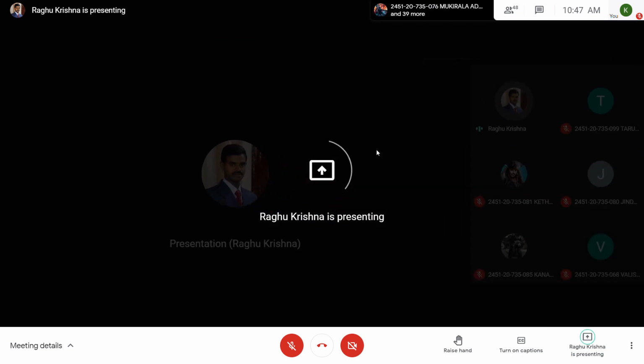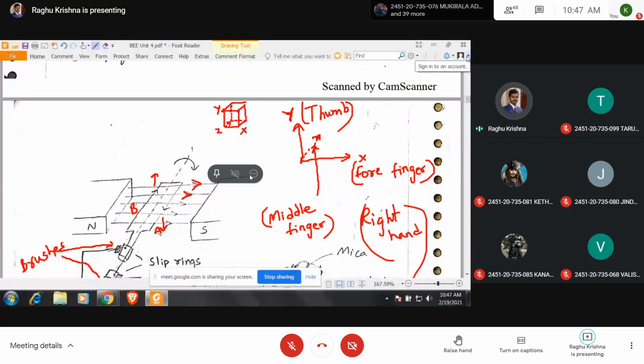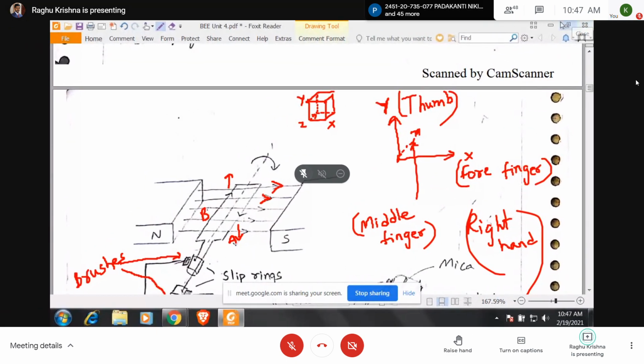So you can see the direction of the current will be in this direction. So here, now you are going to get the direction of the current in this direction. Previously it was like this for conductor A. For conductor B, the direction is in this direction. So the current flows in this path.